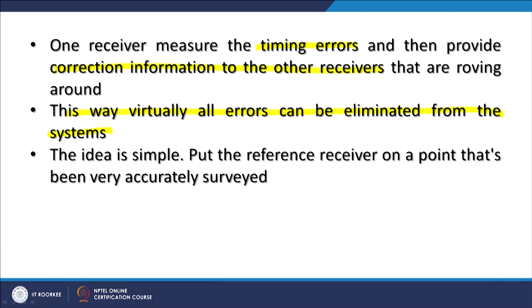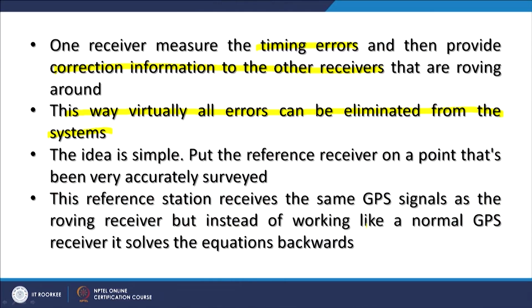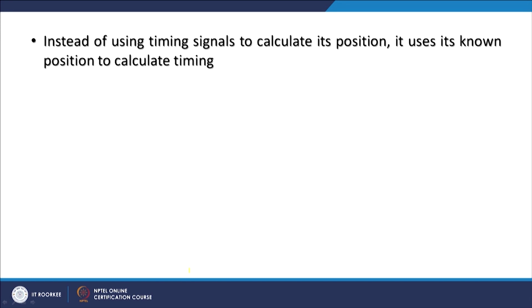So, this idea is very simple: put the reference receiver on a point that has been very accurately surveyed, or a base station location can be developed after recording for a week or month. This reference station receives the same GPS signals as the rover, but instead of working like a normal GPS receiver, it solves the equation backwards. So, instead of using timing signals to calculate the position, it uses its known position to calculate timing, and that is why it is mentioned as a reverse process.